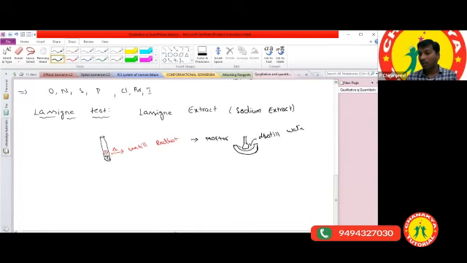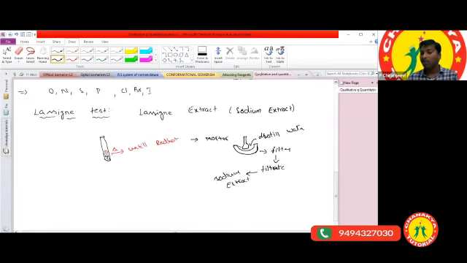When we add distilled water, the substance dissolves in the water. After dissolving, we filter it. The filtrate is called the sodium extract, also called the Lassaigne extract. Whatever filtrate we get, we call the sodium extract.